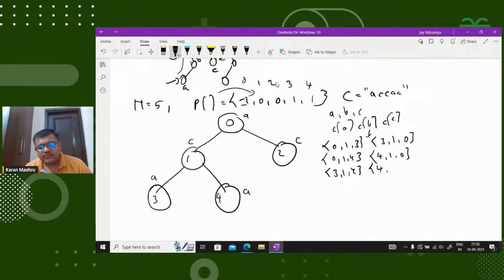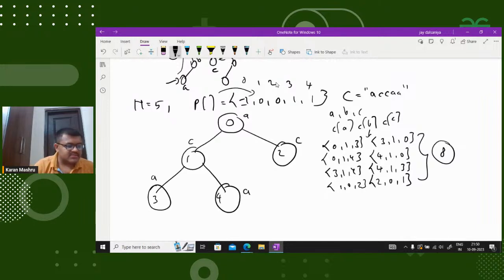And by default 4, 1, 3 will also be added, and the last one would be 1, 0, 2, because 0 is on the simple path from 1 to 2, and the first node and second node have the same character C, so it will form a palindrome. And by default 2, 0, 1 will also be added, so the total answer for this test case is 8. Is this much clear?